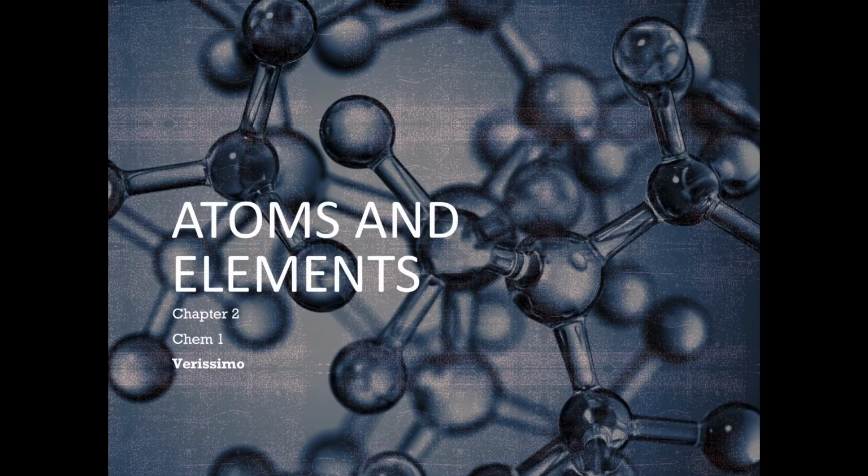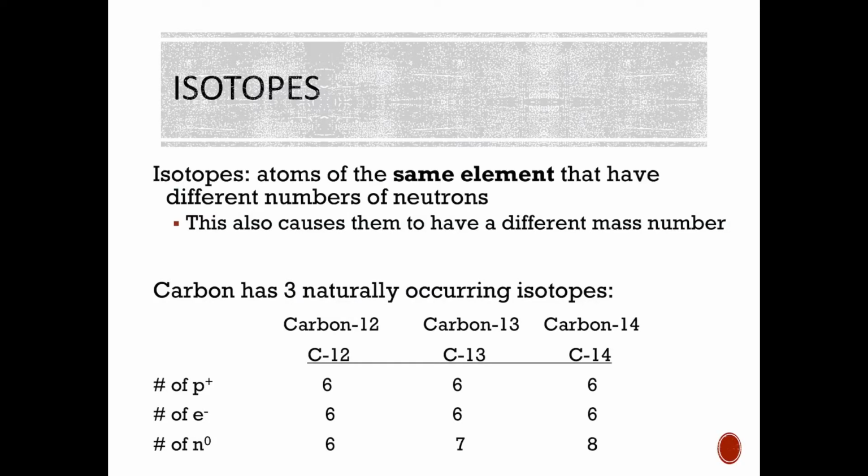Today we are going to talk a little bit about isotopes and see how those isotopes allow us to calculate that average atomic mass, which is the atomic mass that you're seeing on the periodic table. And then we're also going to talk a little bit about how the periodic table is actually arranged and why that's really cool. So our first topic is isotopes.